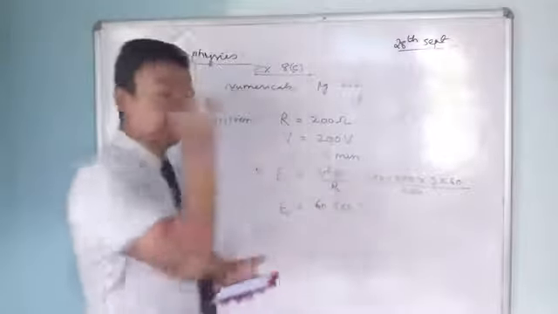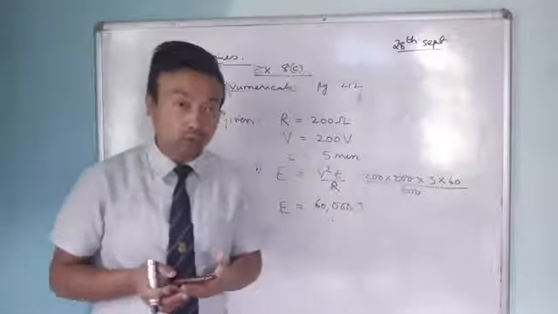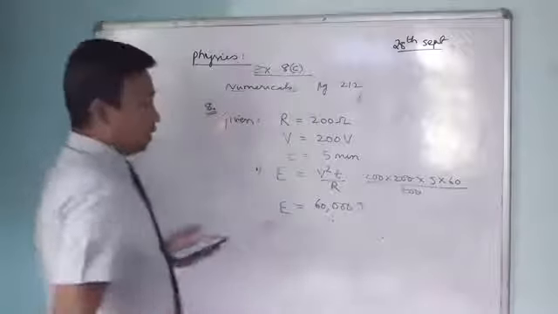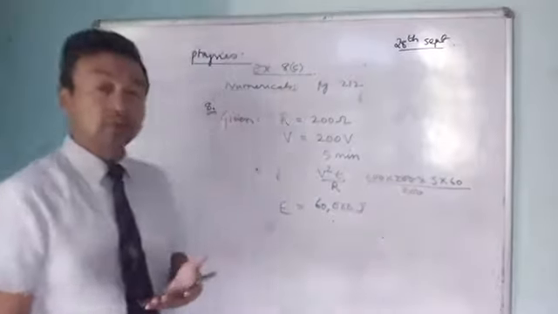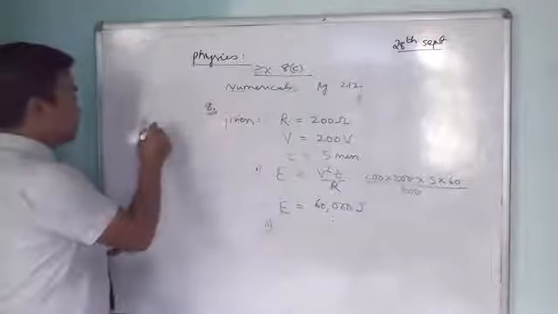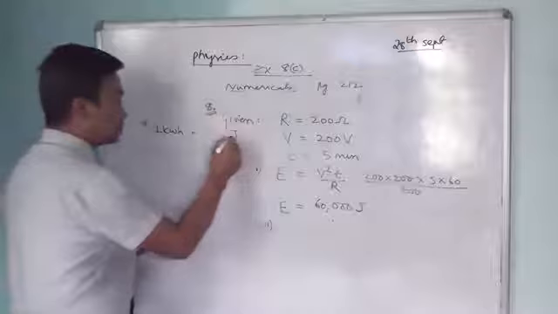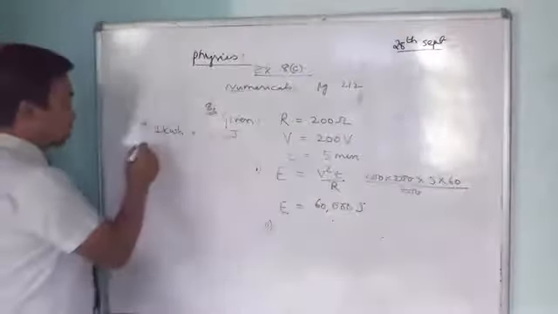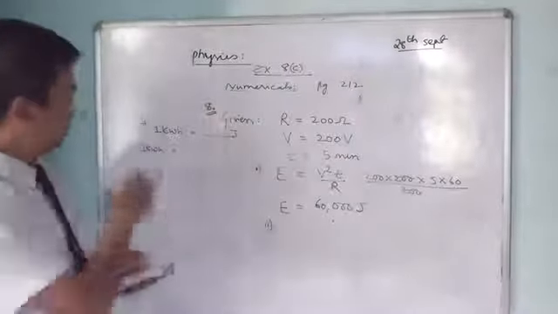So joule is the SI unit of the energy. Now we have to find it in kilowatt hour, that is the commercial unit. So number 2. First of all, the commercial unit of the energy is kilowatt hour. There is a relation between 1 kilowatt hour and joule. I think I have discussed it already, but still I am going to derive it for you.